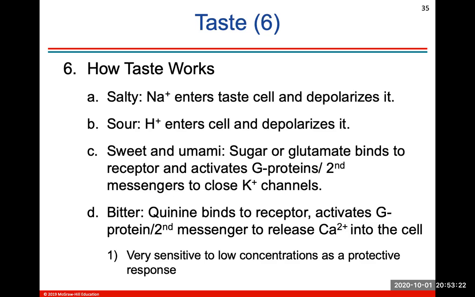This is how taste works, a salty, sour, sweet, umami, or bitter taste. Basically, there's sodium or some sort of ion that enters the taste cell to cause a depolarization of it, and that will send the signal off through the neuron.